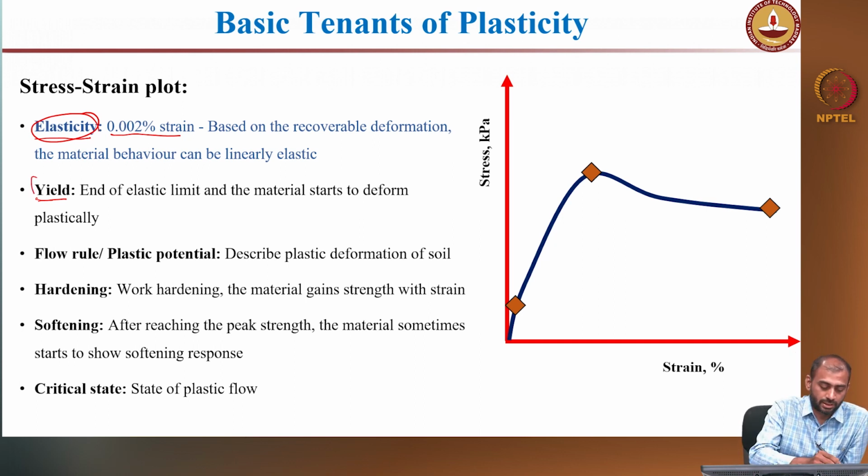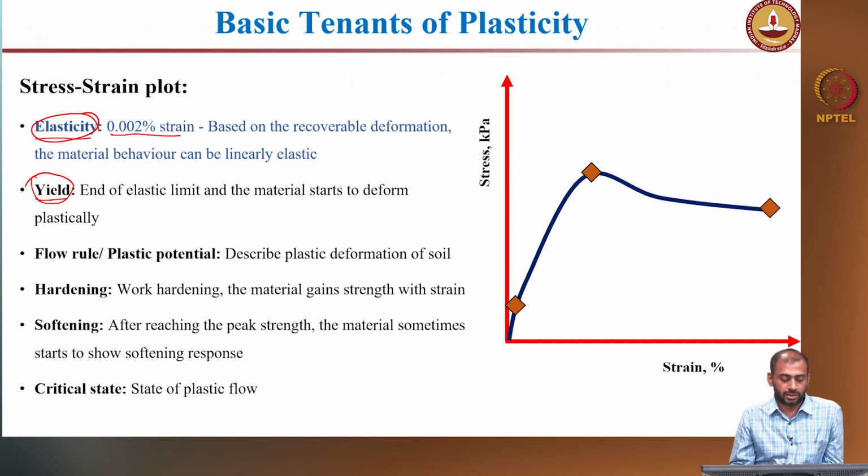So yield or failure is an important tenet of plasticity theory. This forms the predictions which we will be carrying out. Again, the next important tenet of plasticity is the flow rule or the plastic potential, which describes the plastic deformation of a soil response, right. To get a good flow rule or plastic potential, you need to understand the volume change response. The material can be dilatant, the material can be contractive. So you need to understand how the material dilates or contracts using an appropriate plastic potential.